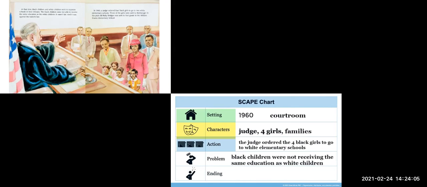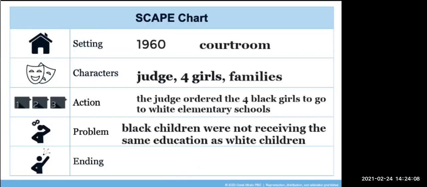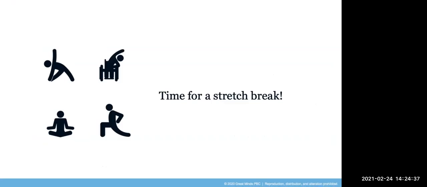By using the scape chart to think deeply about this section, we now have a better understanding about the problem that was happening in 1960. Black children were not receiving the same education as white children. The judge, who's in charge of protecting the laws, ordered the 4 Black girls to go to white elementary schools. The judge took action. Pause here to take a stretch break and just hit play when you're ready to continue.